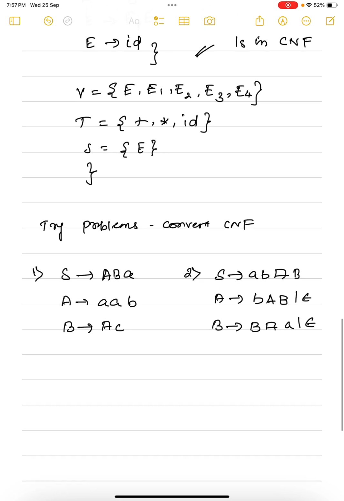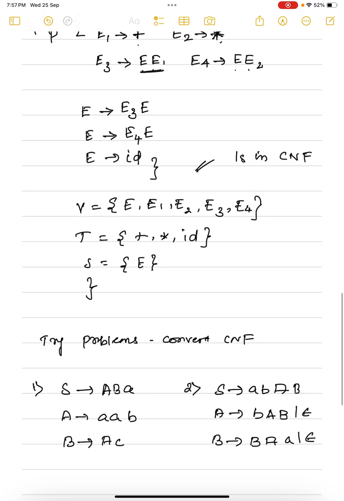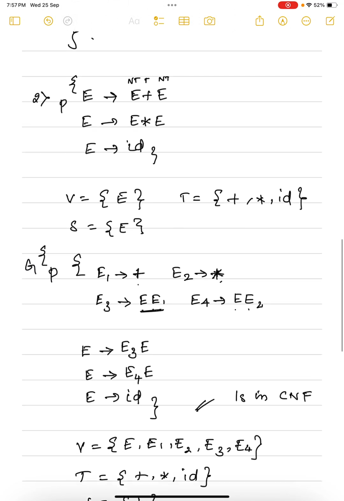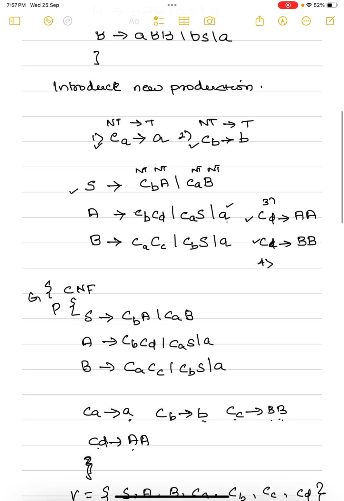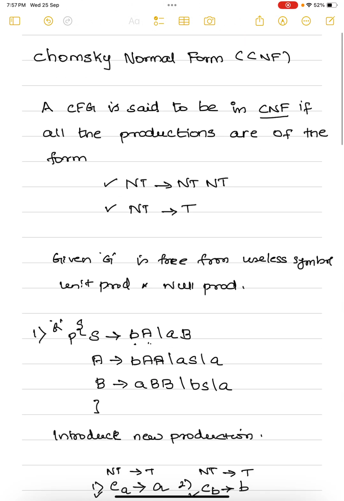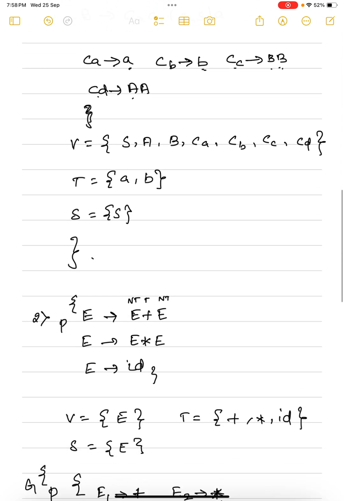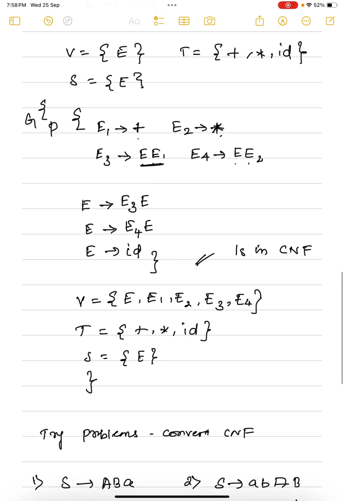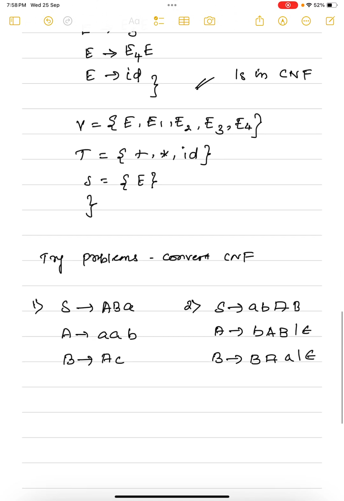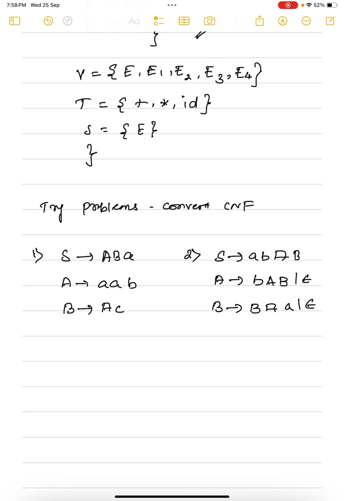So there are no hard and fast rules for converting into Chomsky normal form. All we need to do is all our productions should be in any one of these two forms. That is what is more important. It can have a non-terminal tending to two non-terminals or a non-terminal tending to a single terminal. So we can introduce new production. That new production introduced should also be in Chomsky normal form. Take that into care and try and convert this into Chomsky normal form. Practice it. Thank you.